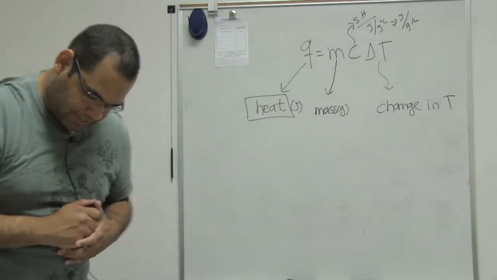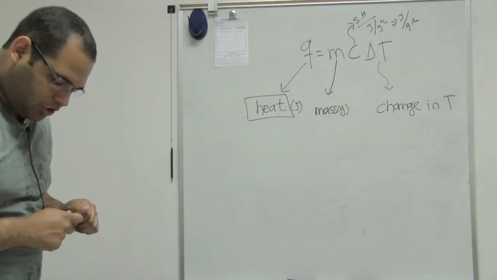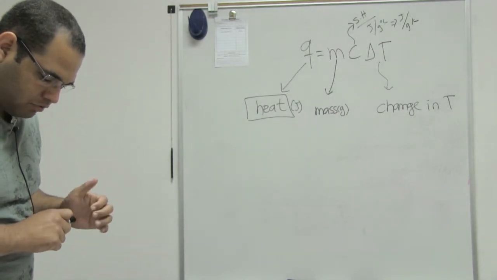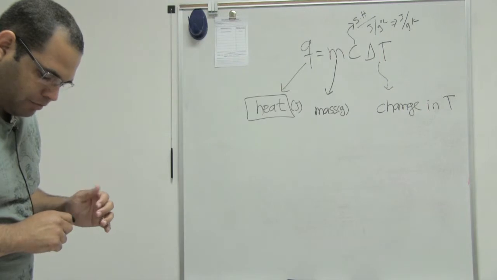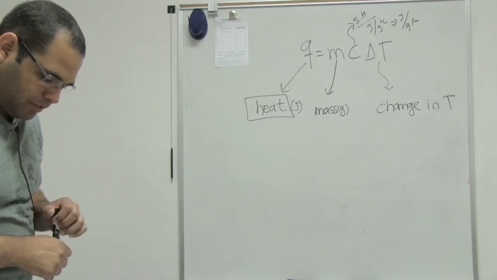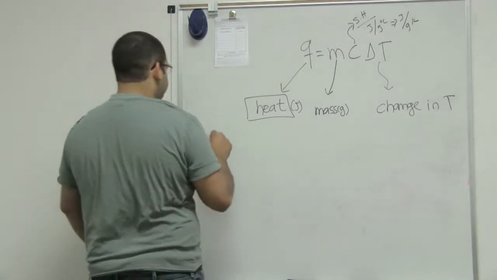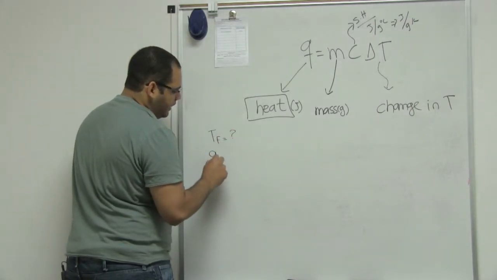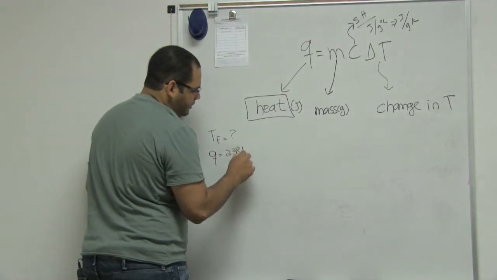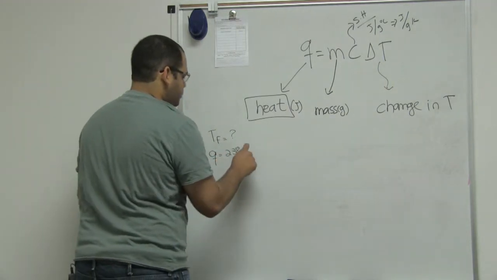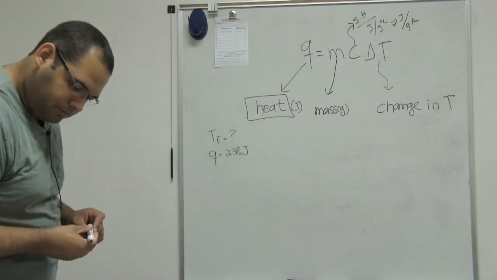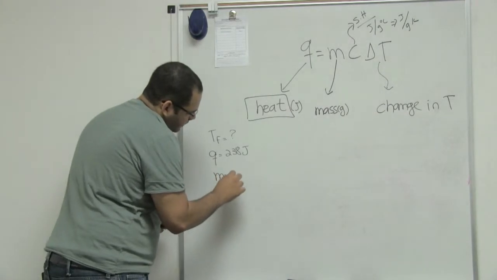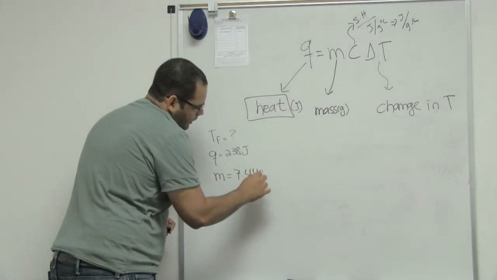Now the question says, if 238 joules are applied to 7.44 grams of water, originally at 25.9 Celsius, what will be the final temperature? So, what is the final temperature? And they gave me 238 joules, and mass equals 7.44 grams.